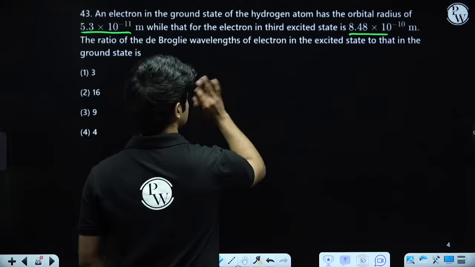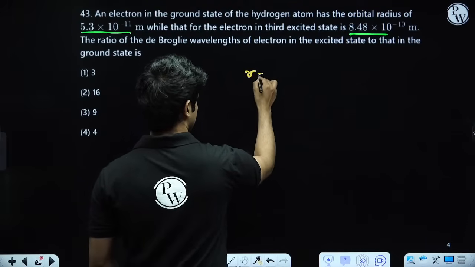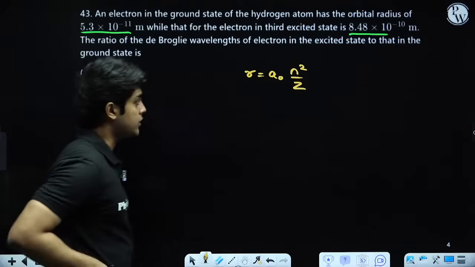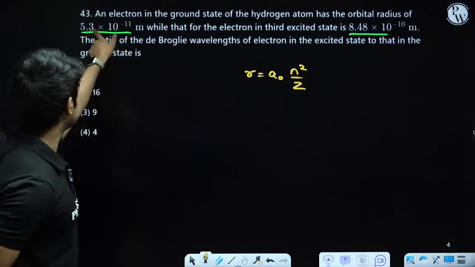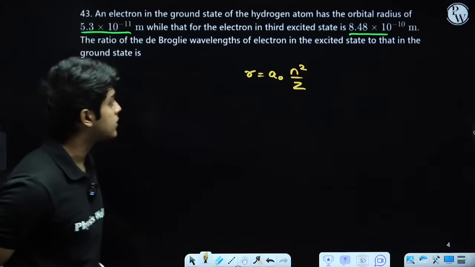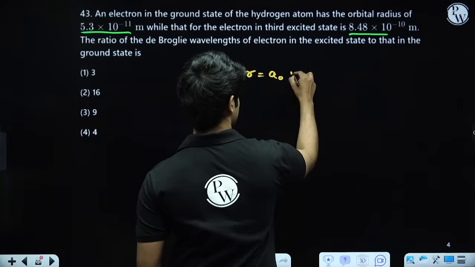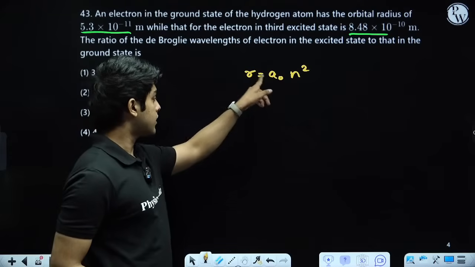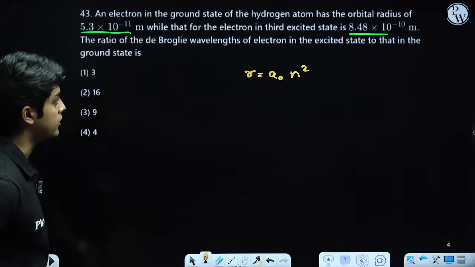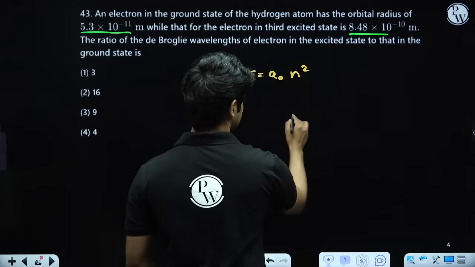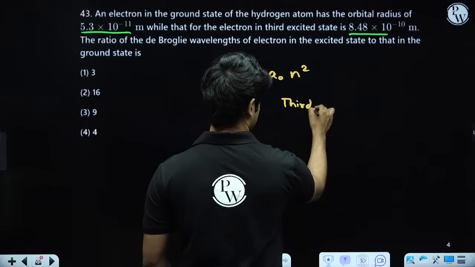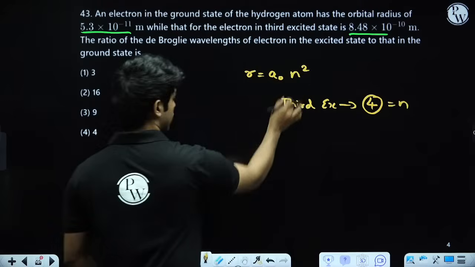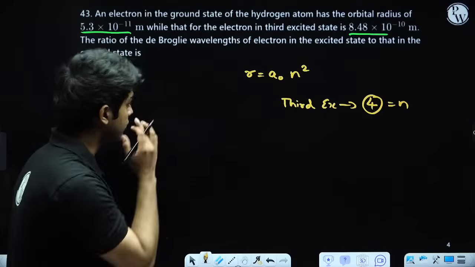So the radius of the nth orbit, we can write it as a naught n square by Z, right, for the hydrogen atom. Here a naught is basically this distance which they have given. It's in the ground state configuration. So for hydrogen it will be simply a naught n square, right? So if you put n equal to 1, you will get the ground state radius, which is a naught, which is what is given here. So the third excited state is n equal to 4. Okay, so at that point it will be 16 times a naught.